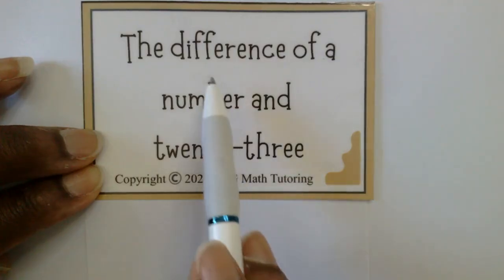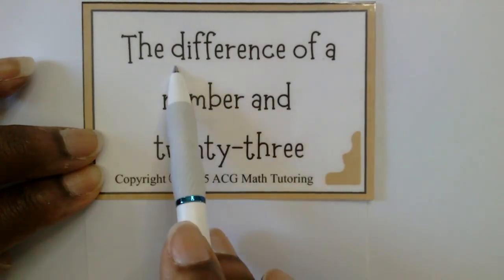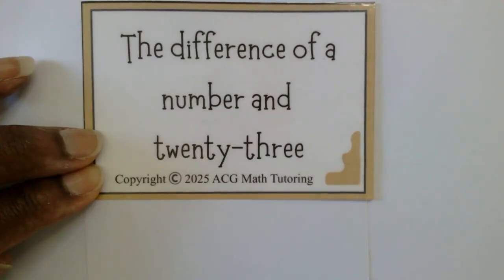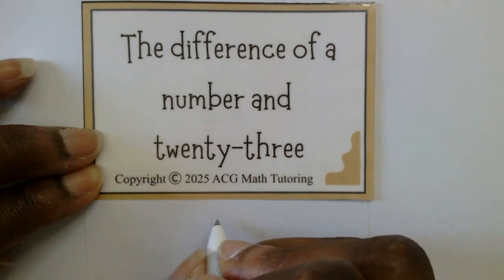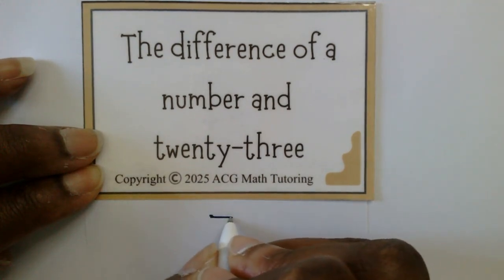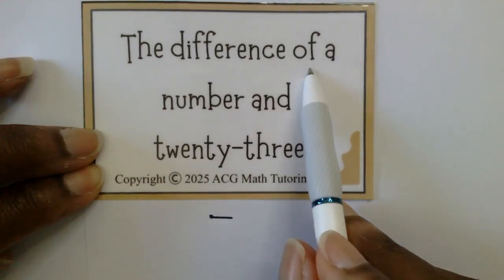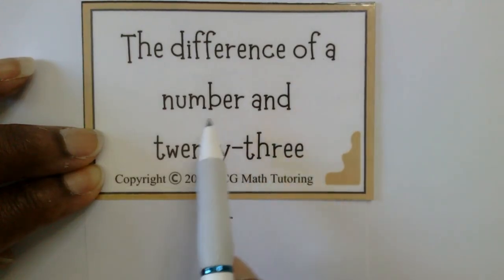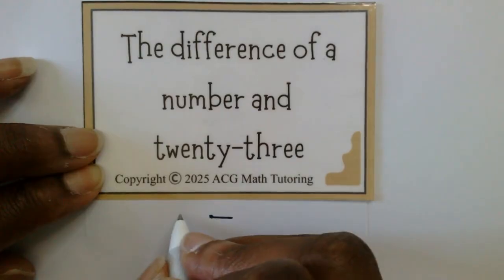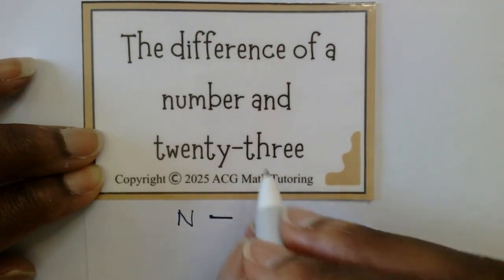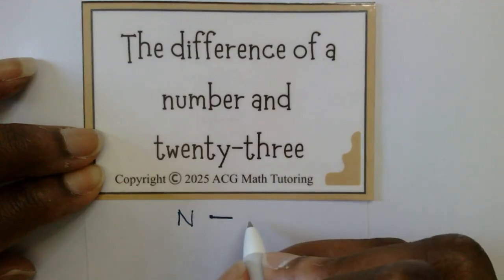So now, difference of. Anytime we see the word difference, in order for me to compare one thing to another, I'm looking at what is missing. Okay, what is missing? So that is going to be subtraction. So what are they taking the difference of? A number, which we don't know, could be your n, could be your x, and 23.